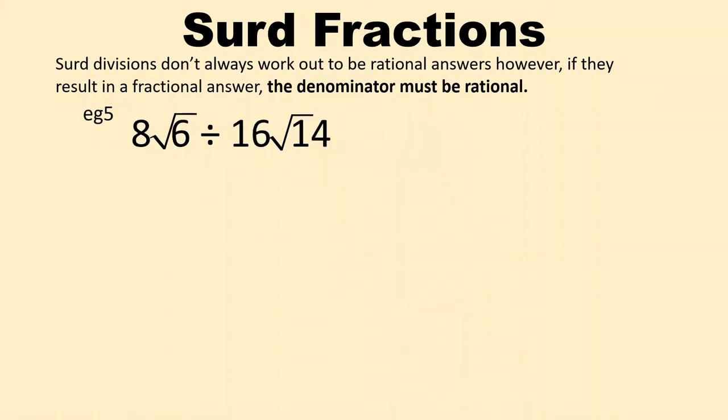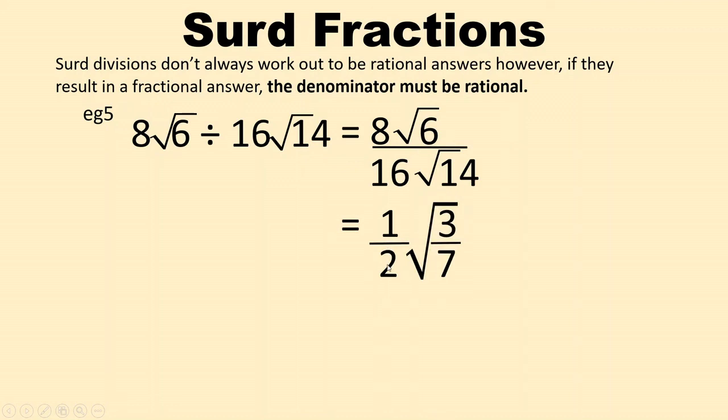This fraction, however, may not simplify out so nicely. 8 root 6 divided by 16 root 14. Let's write that as a fraction. That fraction could be split off into rational parts and irrational parts. The 8 and the 16 could both be divided by 8. 8 divided by 8 would be 1. 16 divided by 8 would be 2. And the irrational parts of my fraction, 6 and 14 could both be divided by 2. 6 divided by 2 is 3, and 14 divided by 2 is 7. That gives me 1/2 and the square root of 3 over 7.